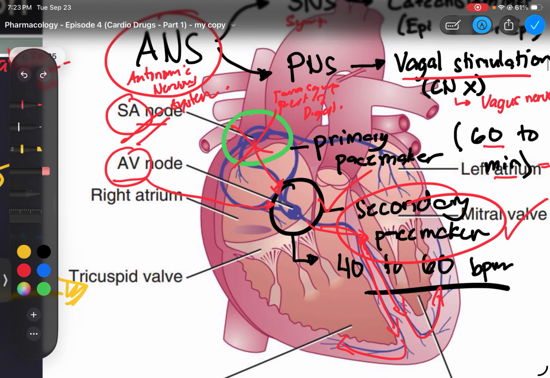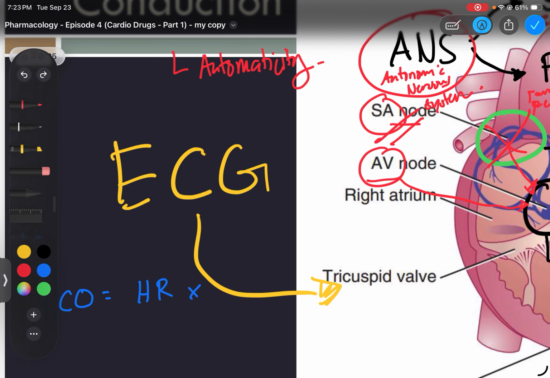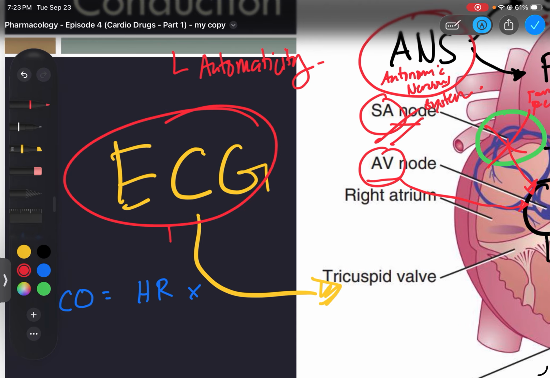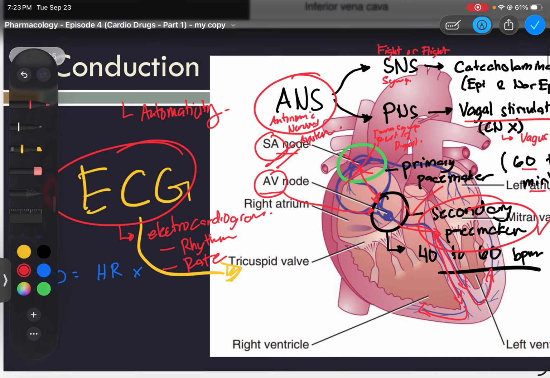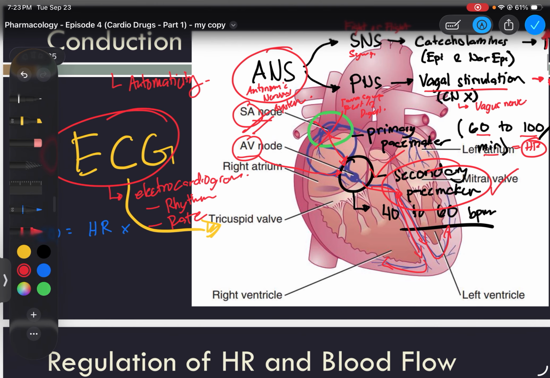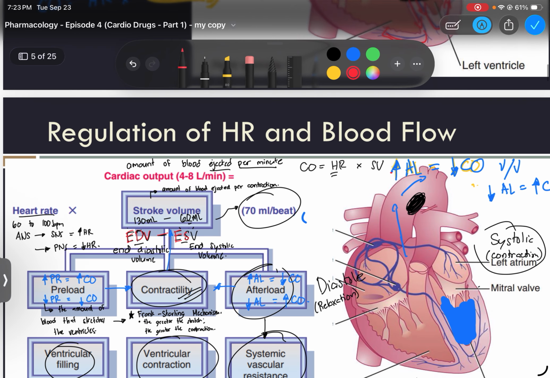Okay? These electrical impulses can be recorded using our ECG, or what we call electrocardiogram. Our ECG, class, will record rhythm and rate. Rhythm and rate of electrical impulses. Okay, let's continue. Let's start with our regulation of heart rate and blood flow.